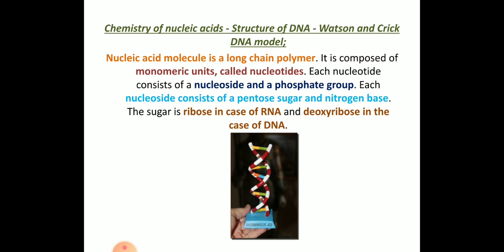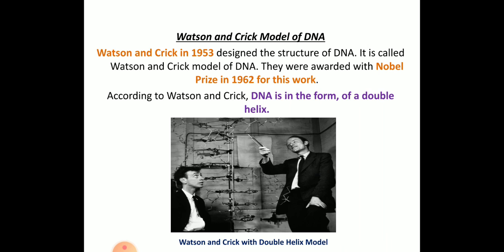Along with that, the nucleoside contains a pentose sugar and nitrogenous bases. These bases and the sugar make up the composition for the double helix model, so that they bond to each other and are strong enough. The sugar in RNA is ribose, whereas in DNA it is deoxyribose. This is how the structure of DNA proposed by Watson and Crick looks.